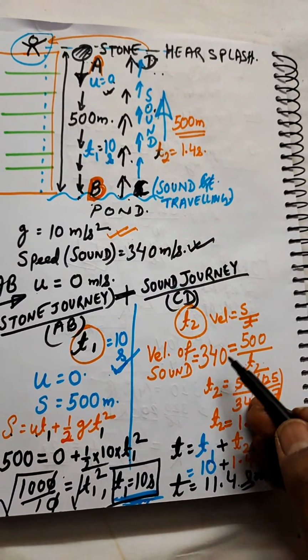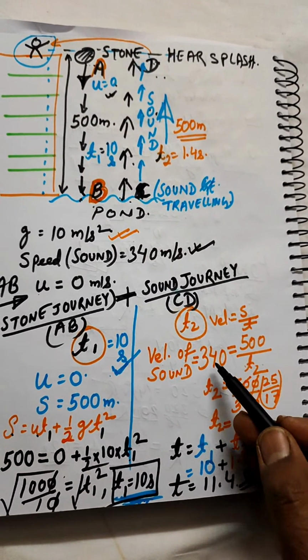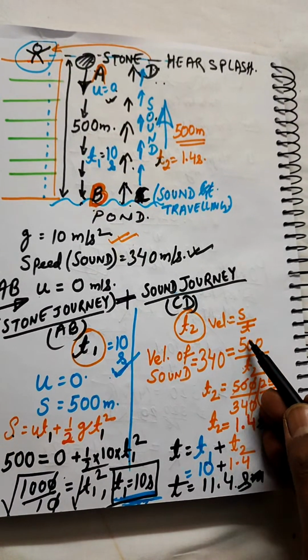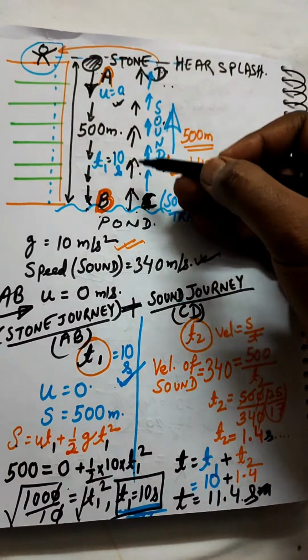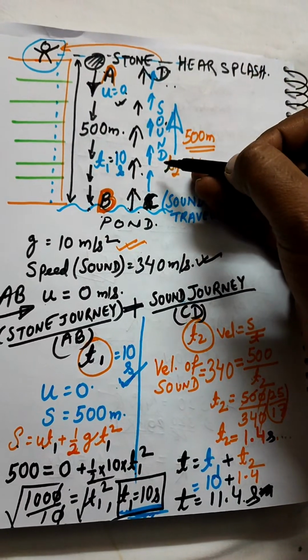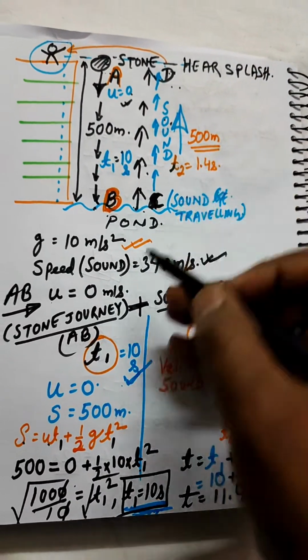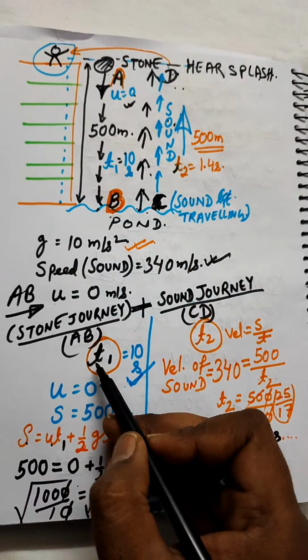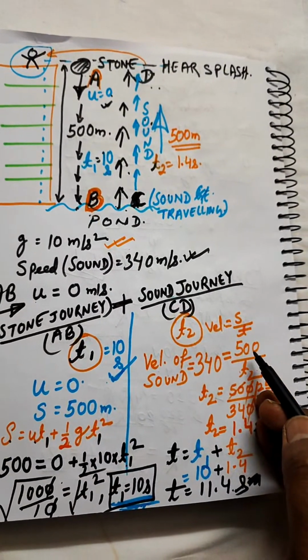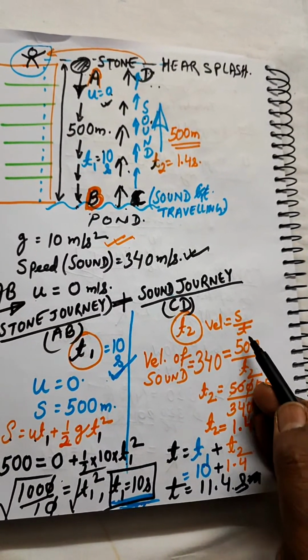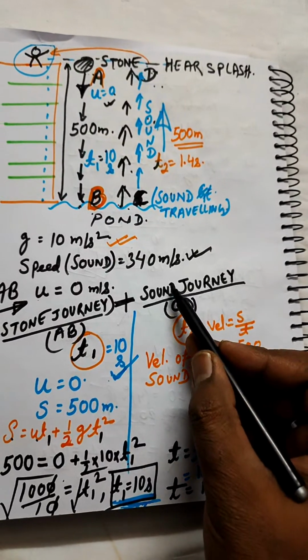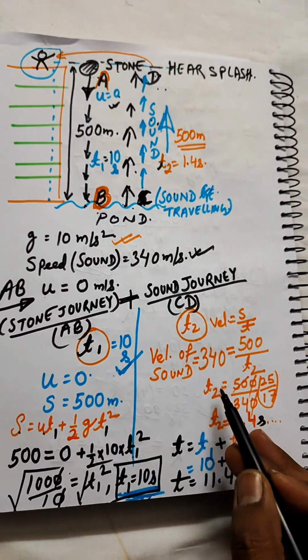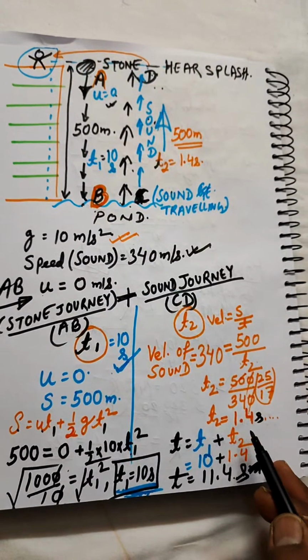So the velocity of sound is 340. You just put the value of displacement, that is again the same 500 meters. So the sound will also travel the same 500 meters that the stone travels during the t1 time. So putting the value of displacement as 500, and in place of t is t2, that is the sound journey, right? So when you solve it, you will get around 1.4 seconds.